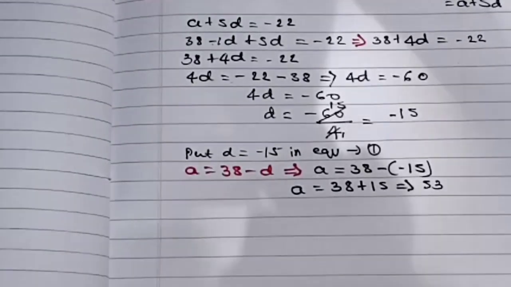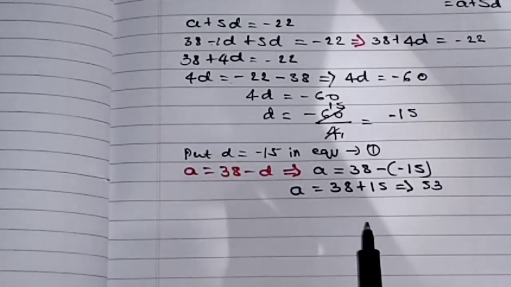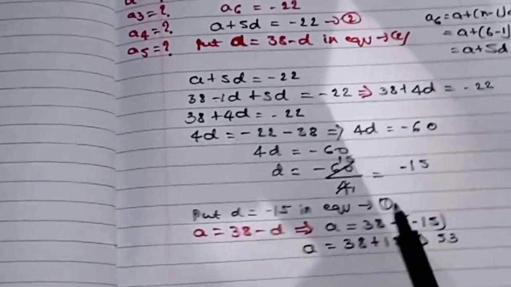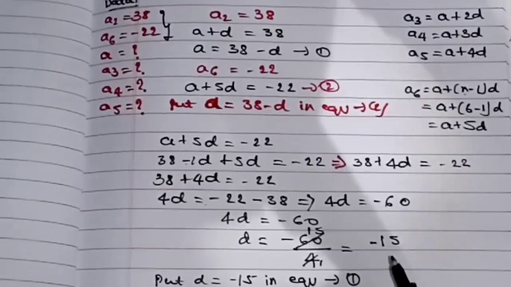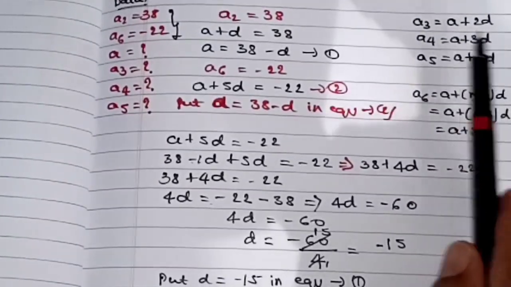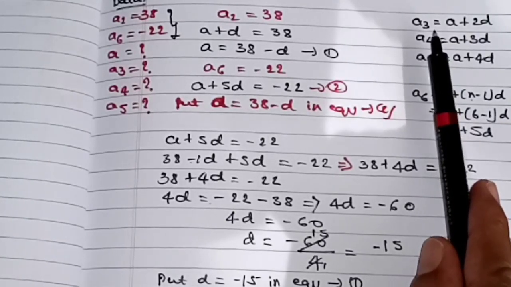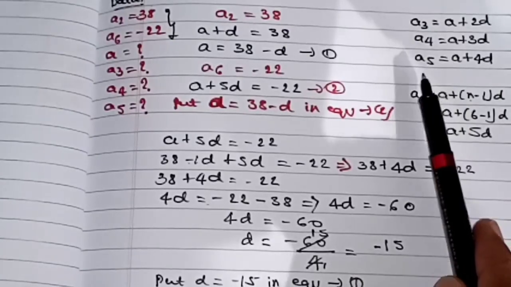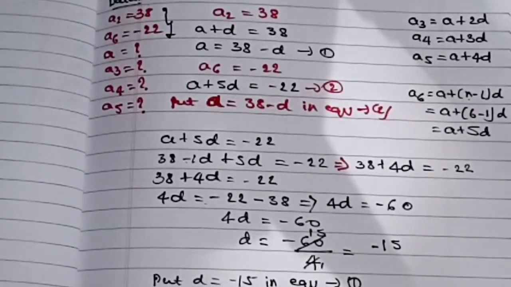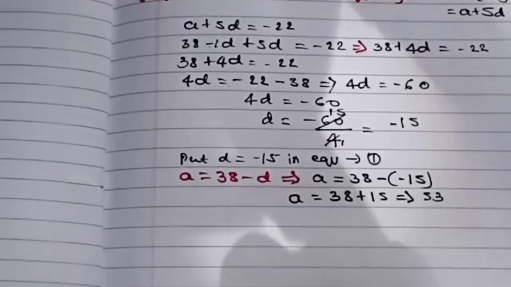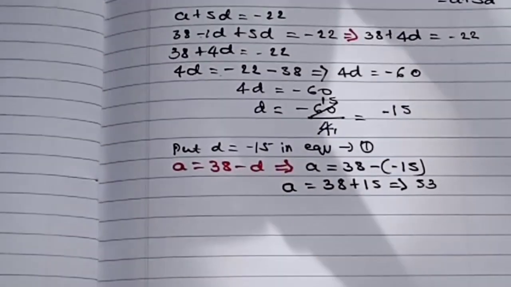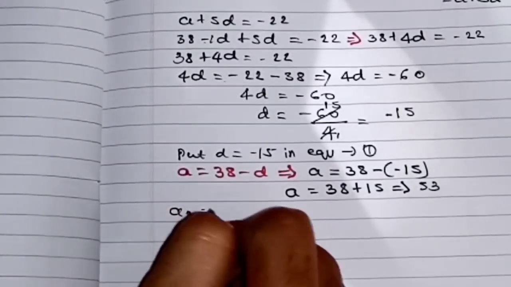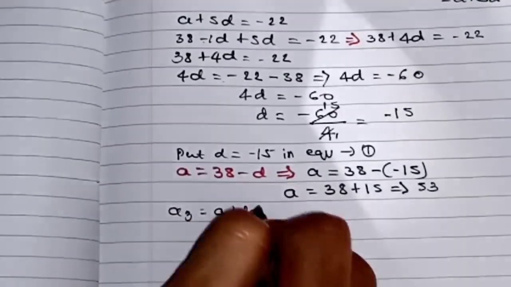Okay, so now you got the a value as well as the d value. Now just apply these two values in the given condition, or what you need to find out. Just apply the values a and d here and you'll get the a third term. If you complete this and apply the values, you'll get the a fourth term and also the a fifth term. Okay, now we need to find the a third term. So therefore a third term is equal to a plus 2d.